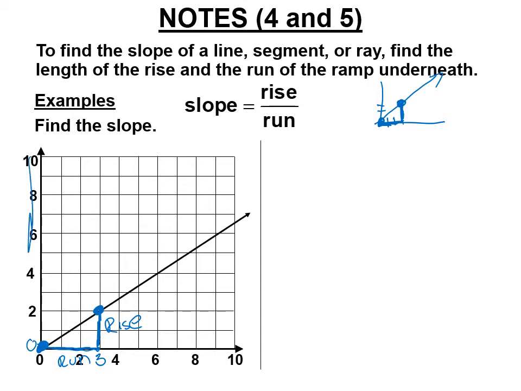And I would encourage you not to use these numbers over here. I'd encourage you to count boxes. So the rise is 2 boxes. The run is 3 boxes. And so the slope of this ramp is 2/3. And the slope of the ray on top of it is also 2/3. All right, so let's do this next one.